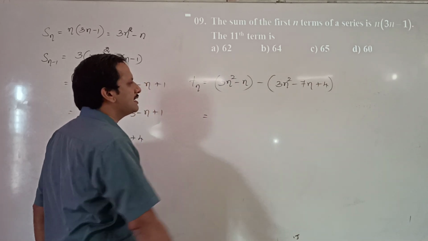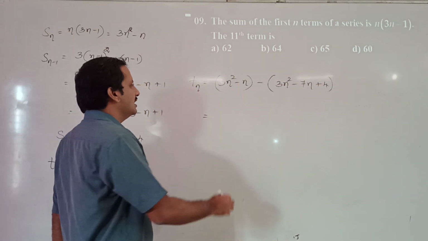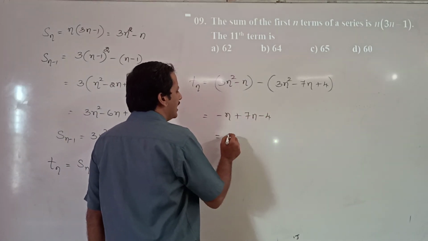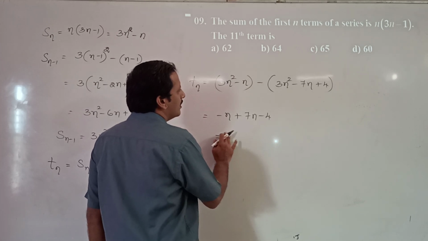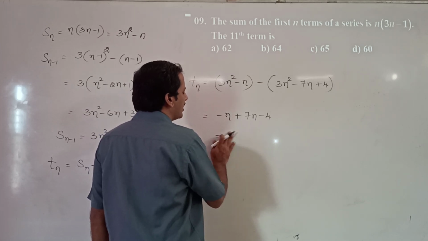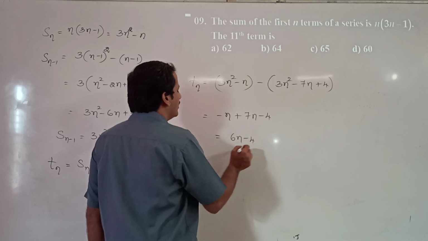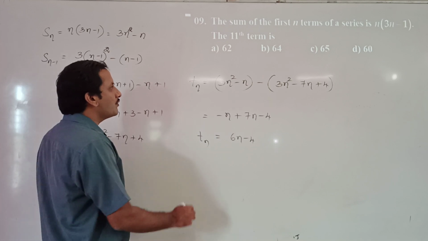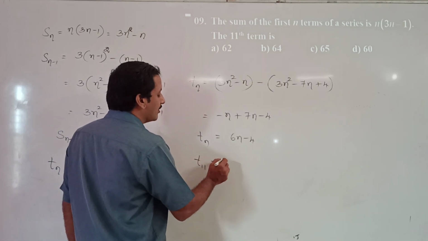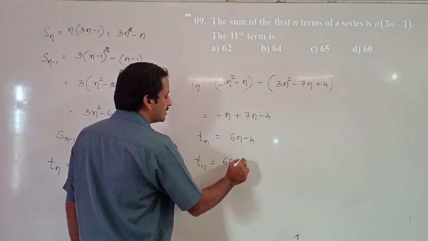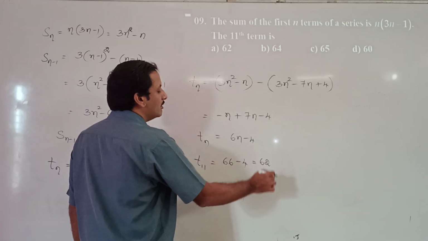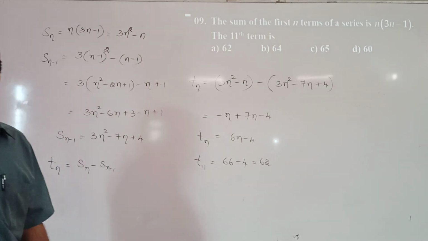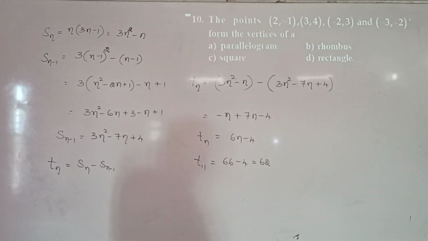That's equal to, on simplification, 3n square gets cancelled. Minus n plus 7n minus 4, that is 6n minus 4. This is Tn. Right? We are asked to find out T11. Put n equal to 11. 6 into 11 is 66 minus 4. That's equal to 62. Do we have this option? Yes, we have. First option. Option A, 62 is the right answer.